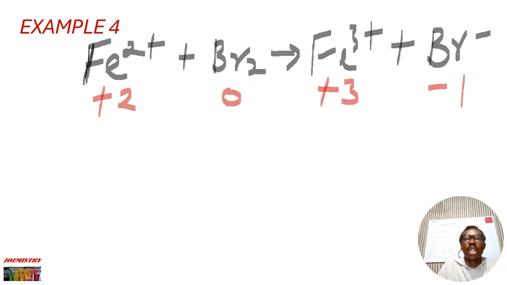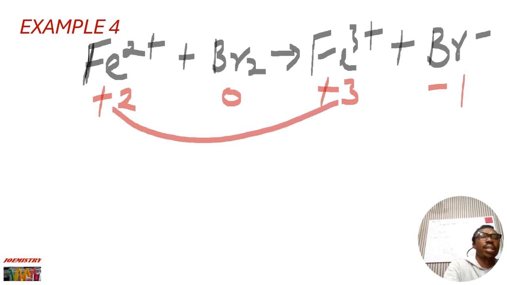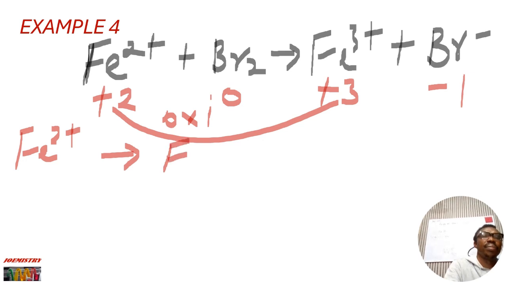The next step is to divide the equation into 2 half cell equations, the oxidation half cell equation and the reduction half cell equation. And we know that oxidation is the increase in oxidation number. So from plus 2 to plus 3, that is oxidation. So we'll have iron 2, Fe2 plus, to iron 3, Fe3 plus. So this is the oxidation half cell.